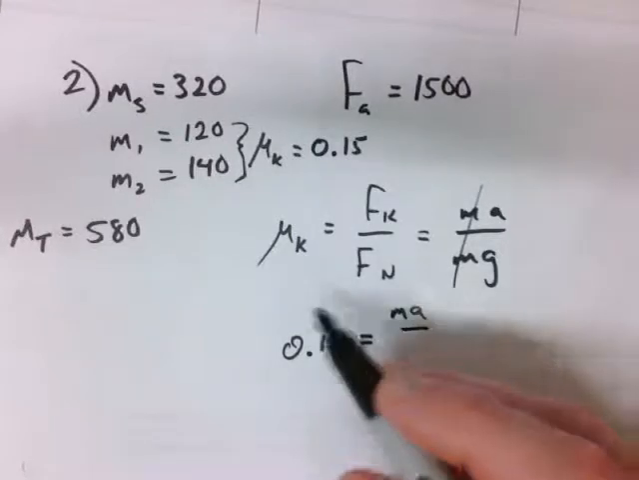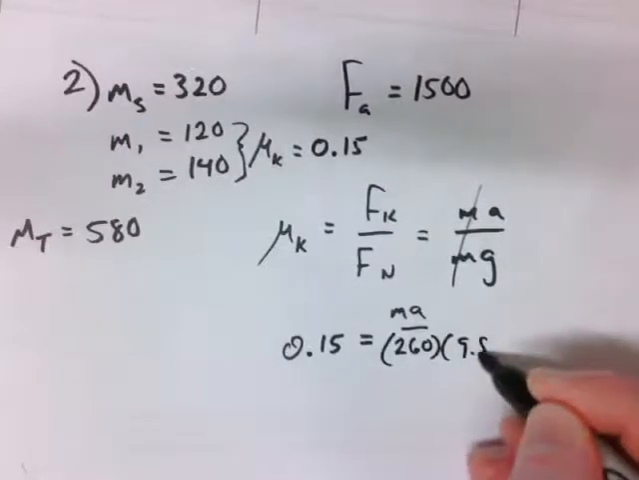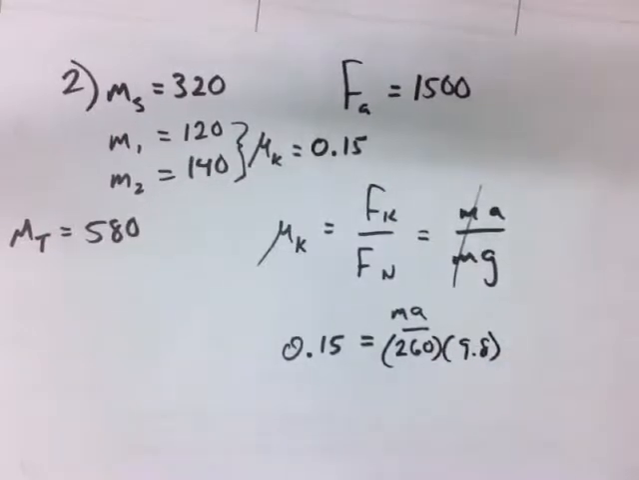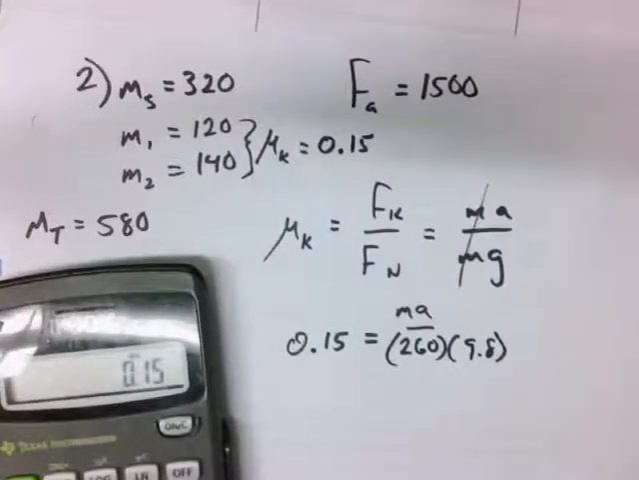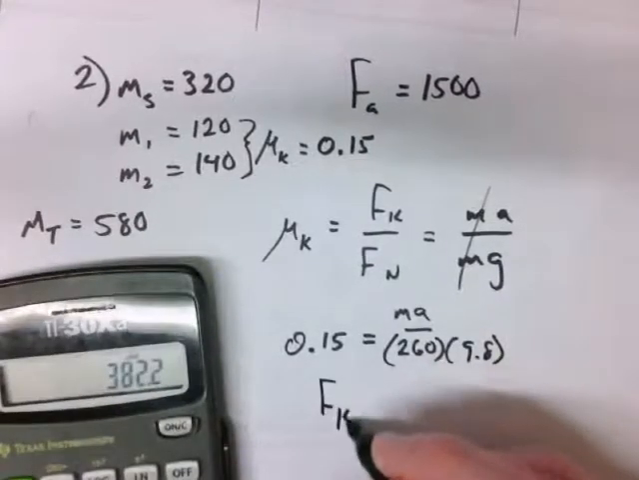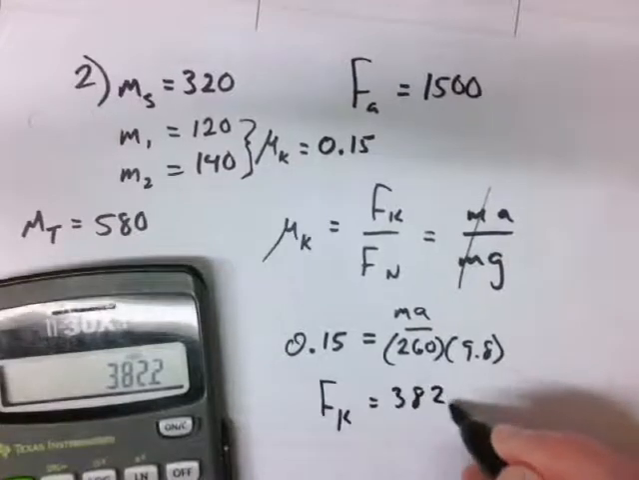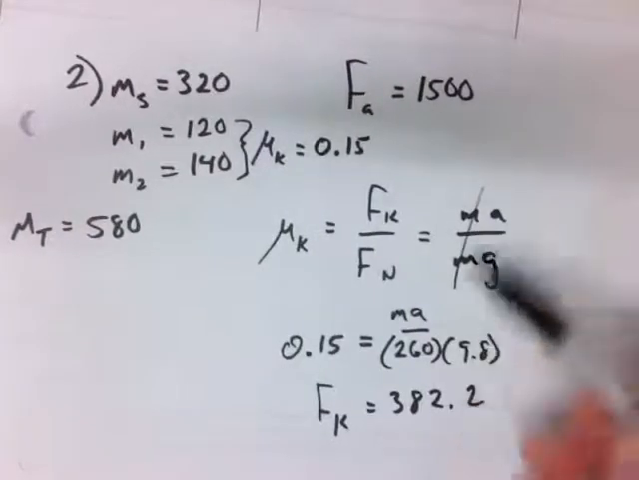So their masses together are 260 times 9.8. All right, so 0.15 times 260 times 9.8. So Fk equals 382.2. So we're going to subtract 382.2 from 1,500.